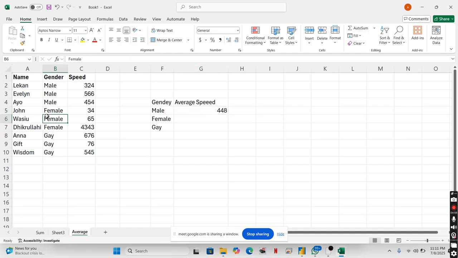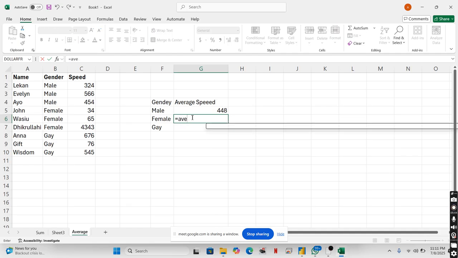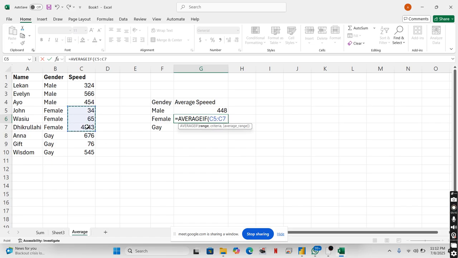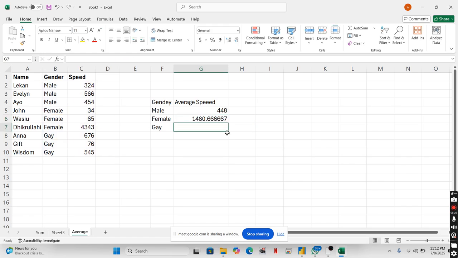The same thing for female, equals AVERAGEIF. No sorry, this is our range. That's where we are selecting our criteria from. Comma, criteria female. Is it female you want to put? Yes. Then average range, this is the range of what you want to put. Can you see?